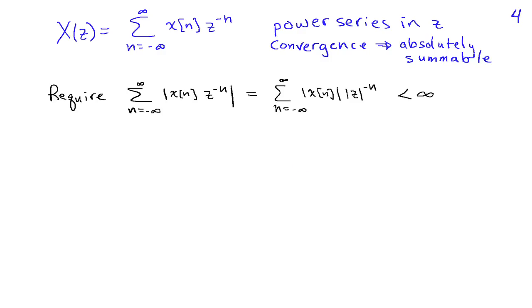Now if we look at the definition of the z transform, it's this infinite sum in z to the minus n. So this is a power series in z. And for that to converge, the terms in the sum must be absolutely summable.